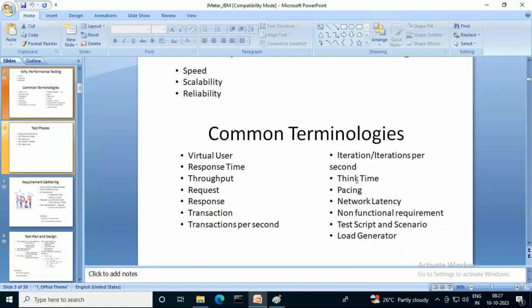Then we have two important terms, think time and pacing. Very, very important, guys. I'll have a question for you now.